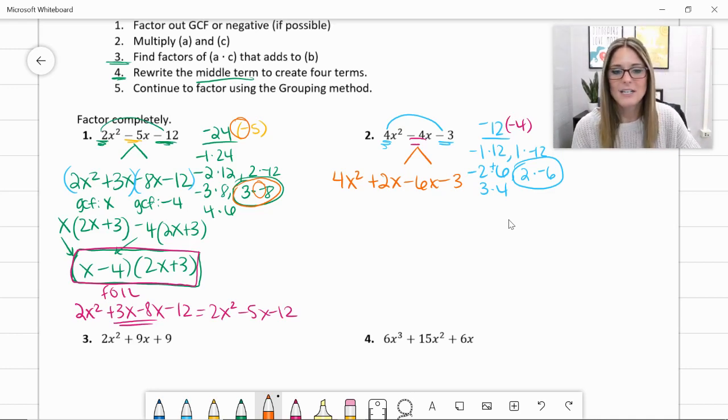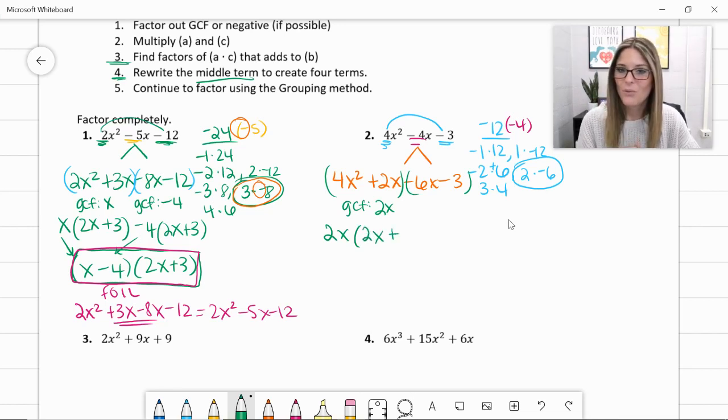So let's continue now and use that grouping method. I'm going to group first 2 and second 2 together and look for those GCFs. GCF in our first group, we've got a 2 and an x. So we've got 2x. In the parentheses, what's left over? Another 2x plus 1. Wow.